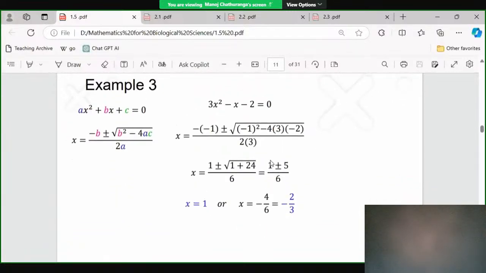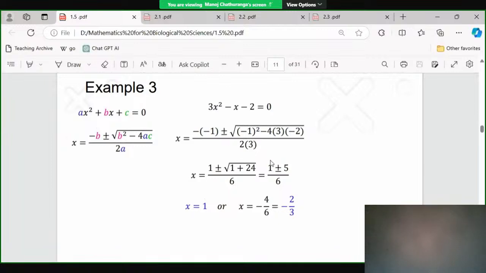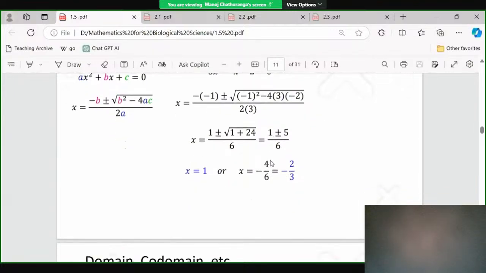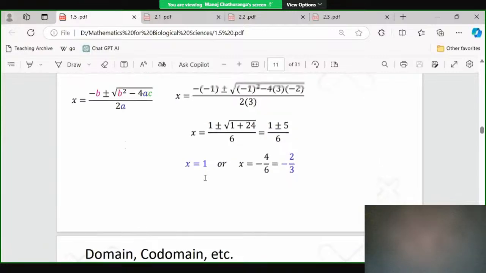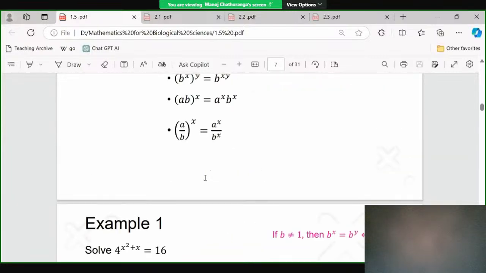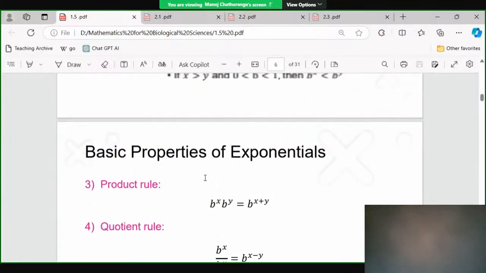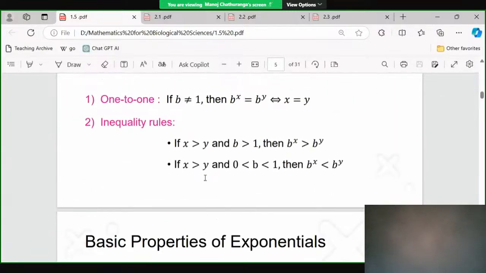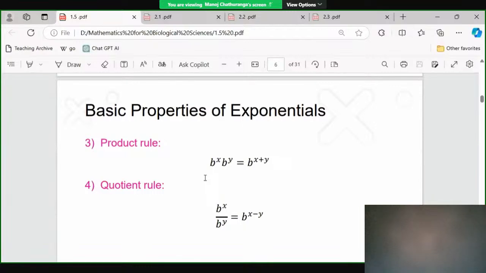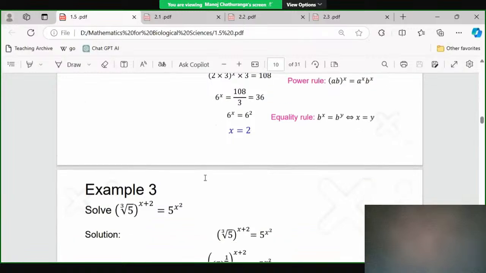And to solve the quadratic equation, you have a few different options. Factorization is one of them. Quadratic formula is one of them. And completing the square is another one. So you can use any method you like to solve the quadratic, but you should get two solutions. So likewise, by applying these basic properties to manipulate exponential functions, you can solve exponential equations.